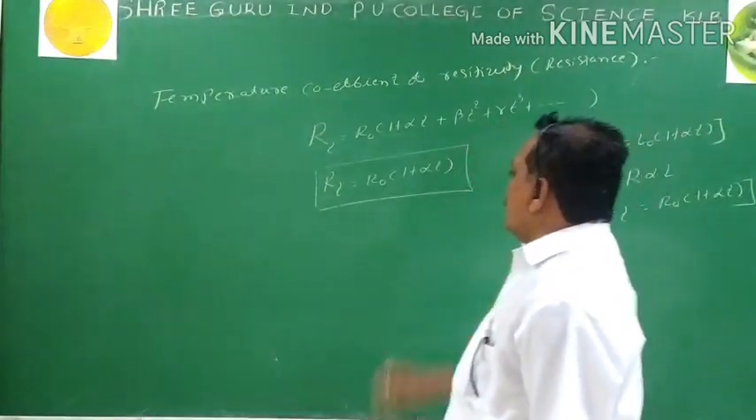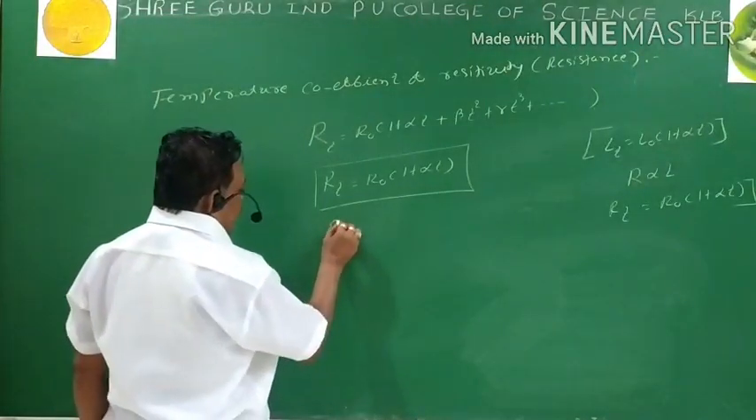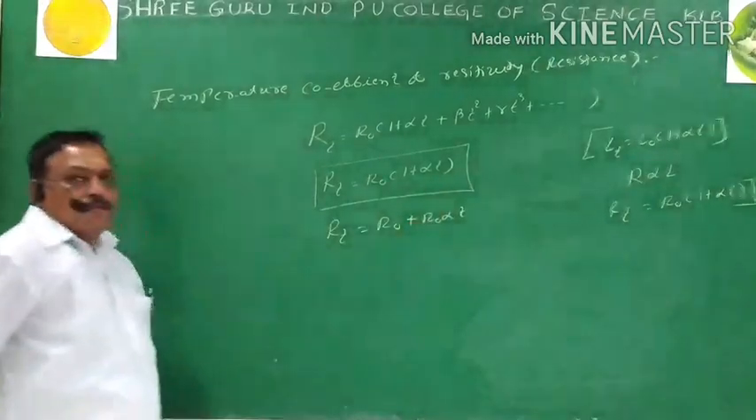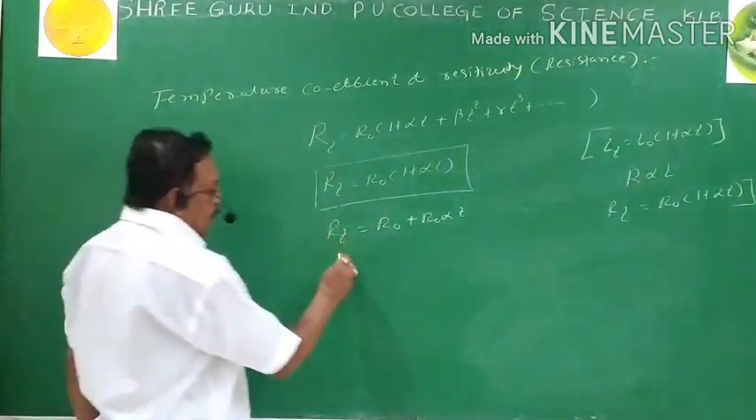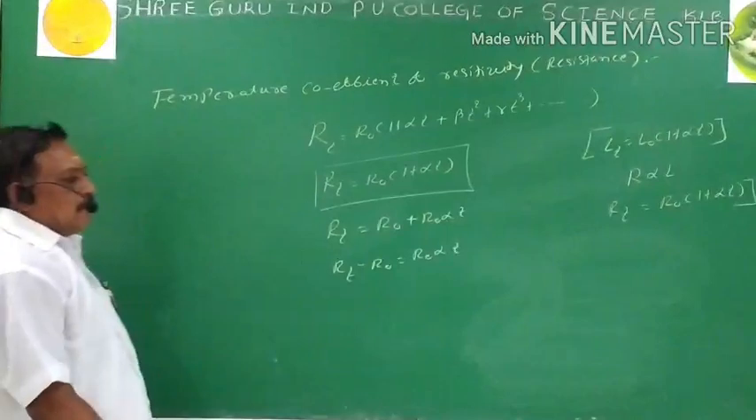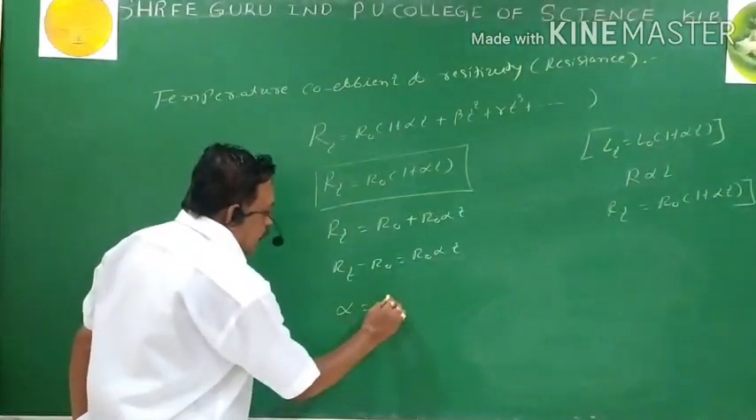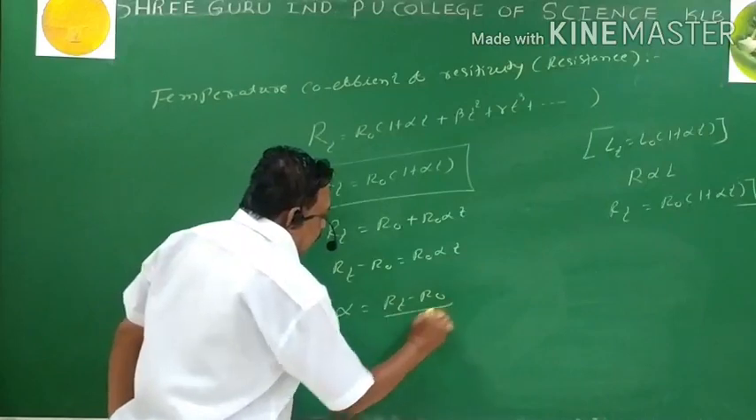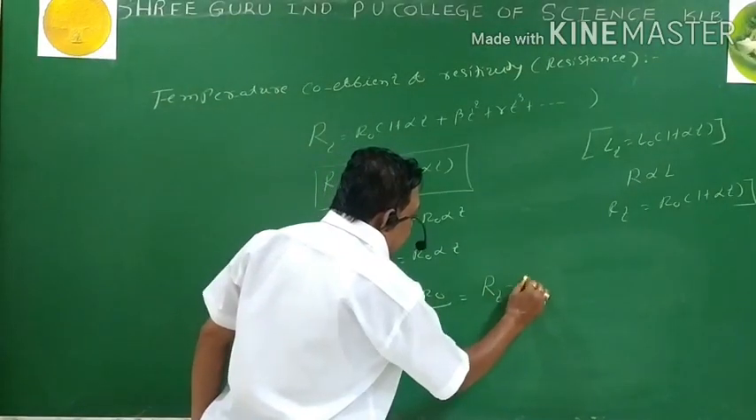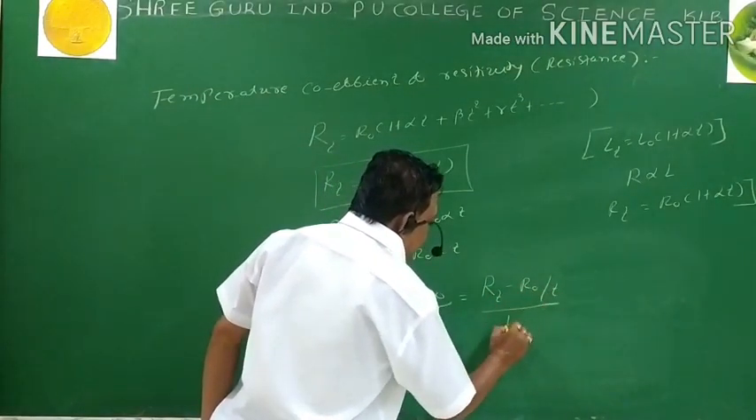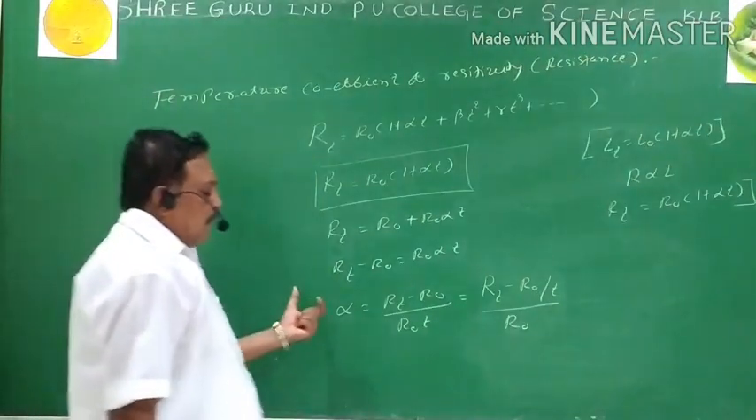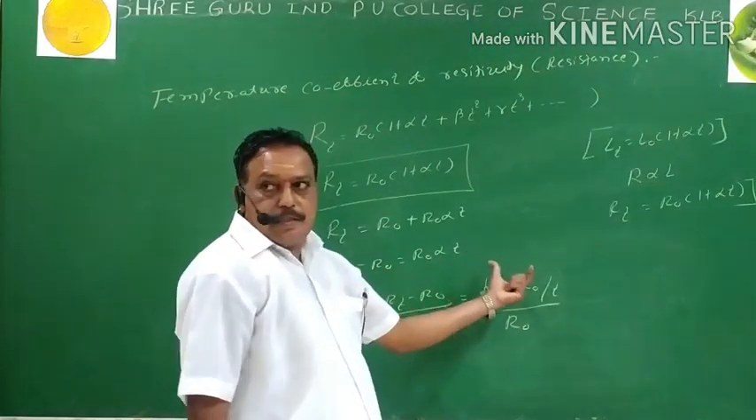When I solve this equation, as said earlier, RT equals R naught plus R naught alpha T. Then I shift R naught here: RT minus R naught equals R naught alpha T. Then alpha equals RT minus R naught divided by R naught into T. I can write this equation so that I can make the definition easier. Both are the same. After writing this equation, I can define it very easily without any difficulty in framing the sentence.